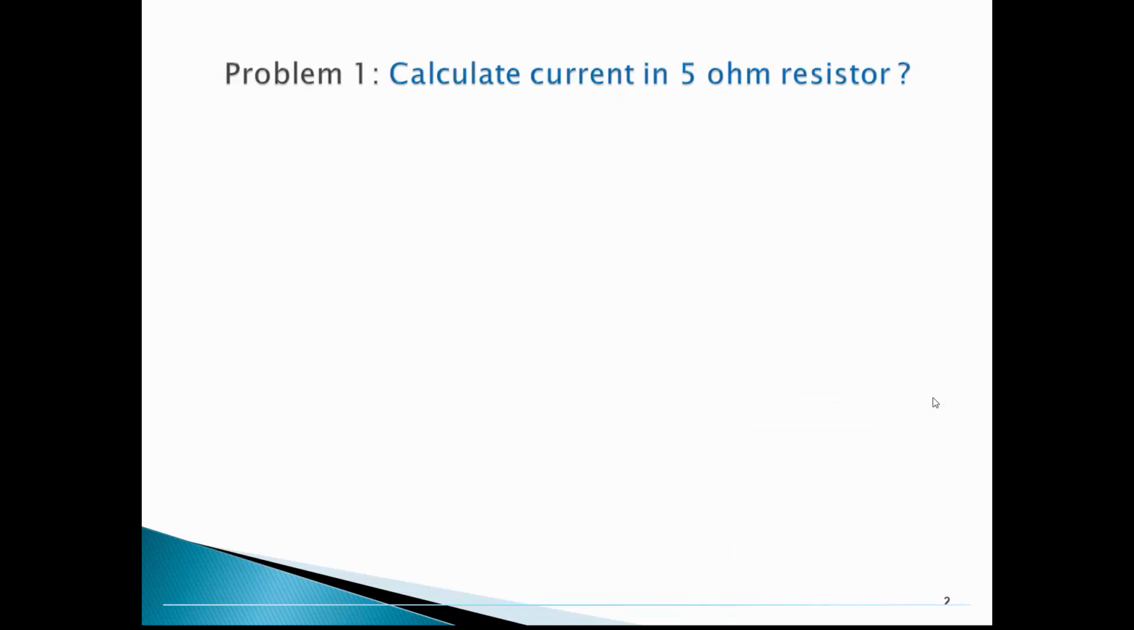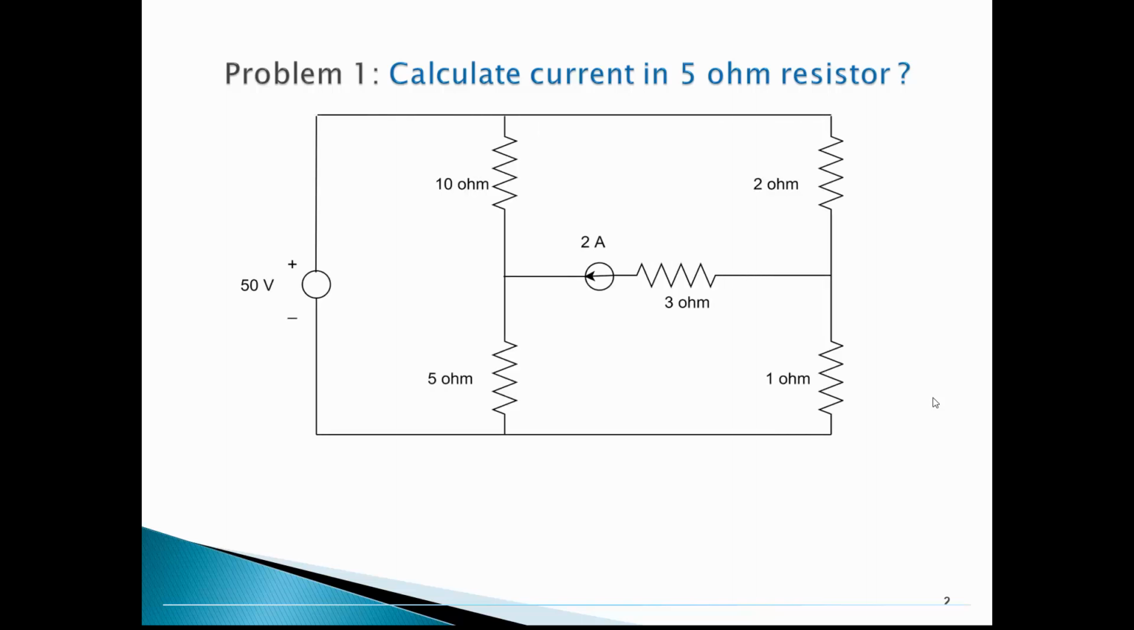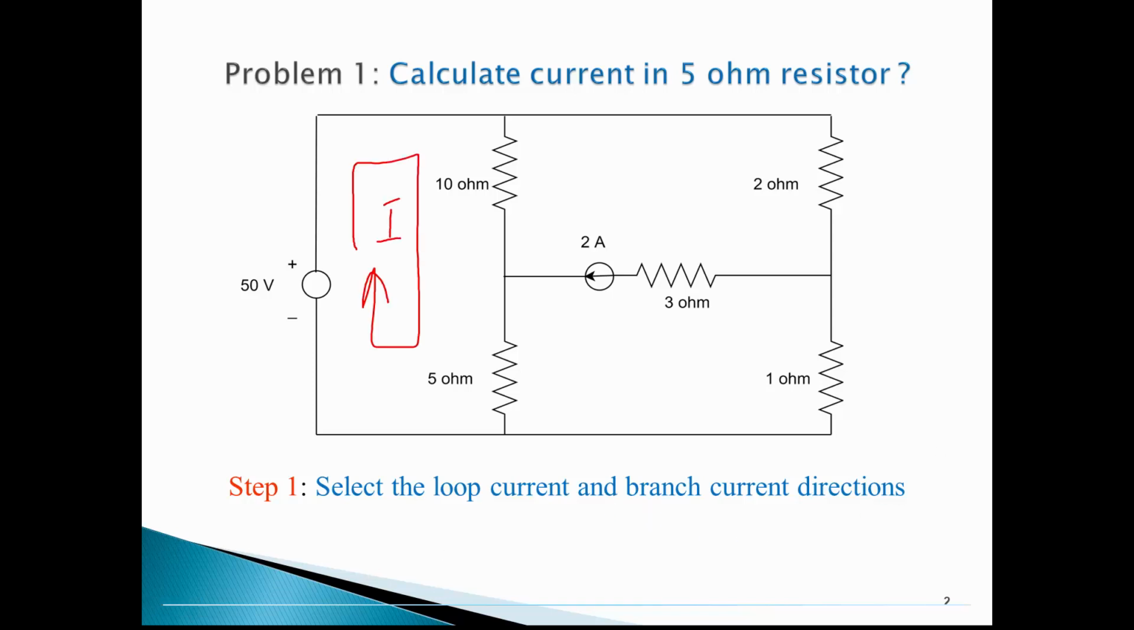Problem number 1, calculate current in 5 ohm resistor of the following circuit. Step number 1, select loop current and branch current direction. How to choose loop current? Randomly you can choose loop 1, loop 2 and loop 3, all in clockwise direction. Now we have to identify the branch current direction here.